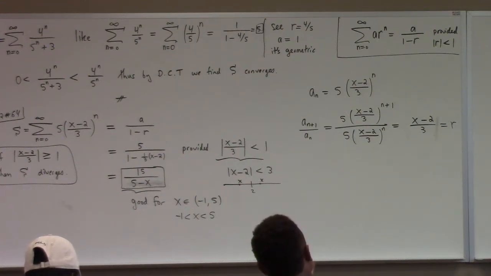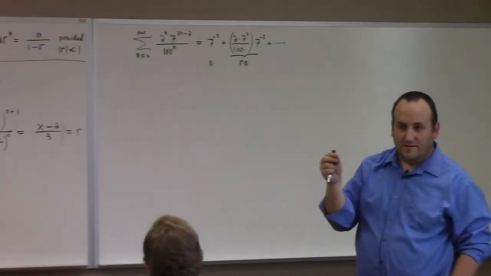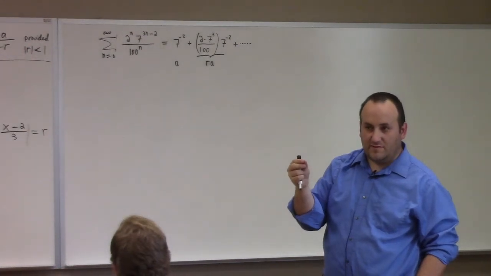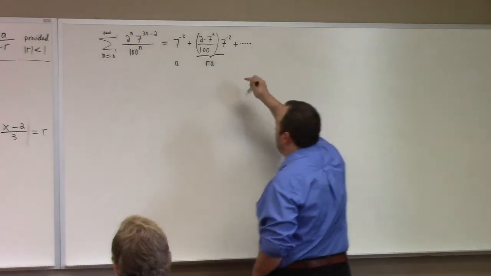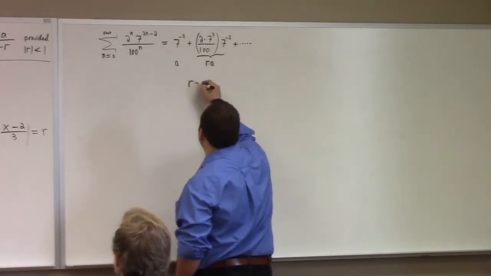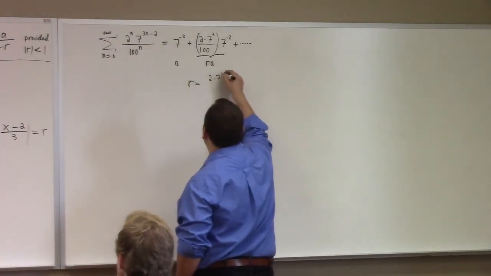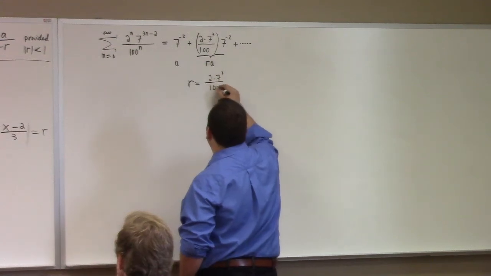But the danger in thinking this way is you're kind of assuming the point, right? What if you did this procedure for something that wasn't geometric? You could deceive yourself into thinking it was geometric when it wasn't. If I go through the same thought process, it's clear to me that R is equal to 2 times 7 cubed divided by 100, right?